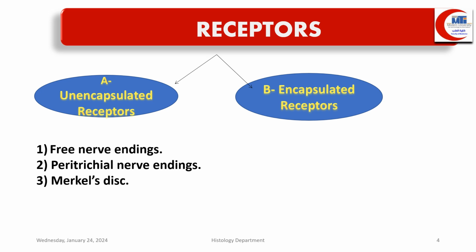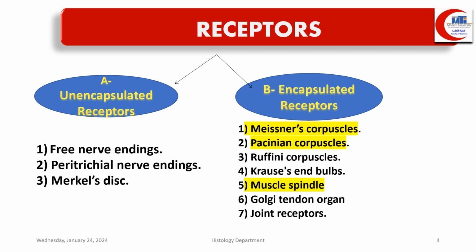What about the types of unencapsulated receptor? They are subdivided into three types. The first type is called free nerve endings, the second type is called peritracheal nerve endings, and the third one is called Merkel's tactile disc or Merkel's disc. As regards encapsulated receptors, they are subdivided into seven types.